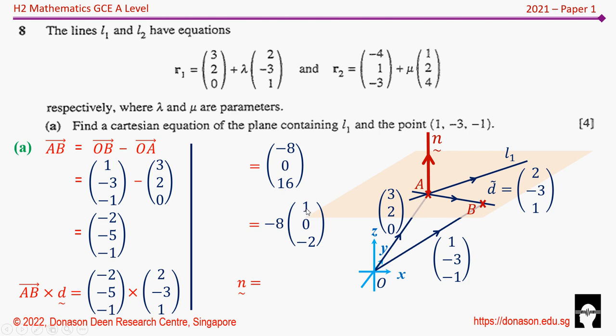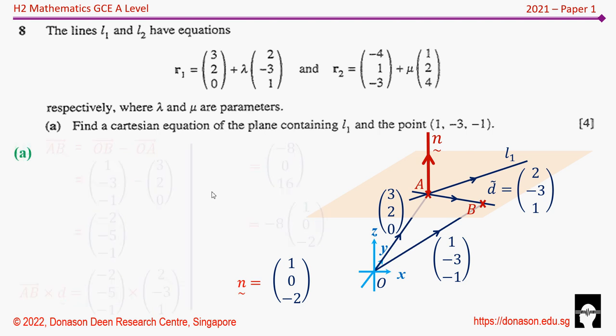And so we have 1, 0, minus 2 as the normal vector. So we have the normal vector as 1, 0, minus 2. We can ignore the scalar multiple of minus 8. So this is the simpler normal vector. So now we have the normal vector to the plane. Now we can start to find the Cartesian equation of the plane. So how are we going to do that?